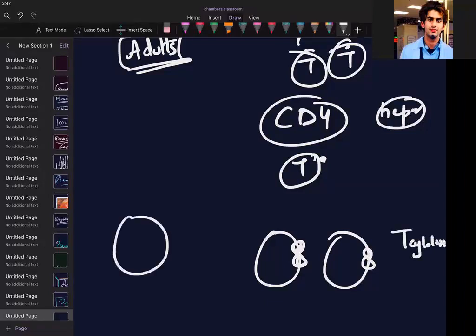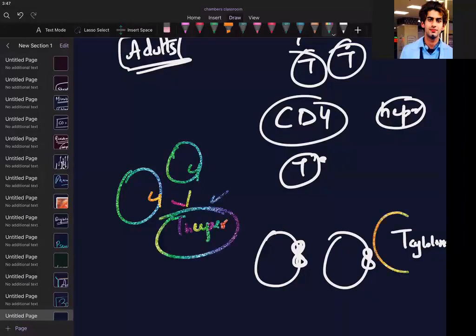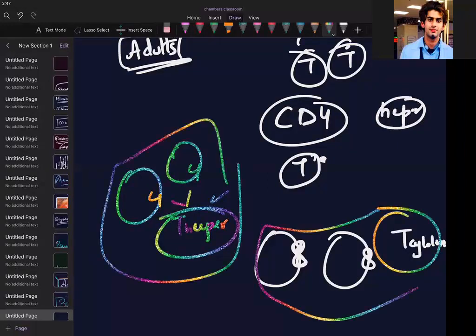And if I see a cell having CD4 on this, what should be the name? T helper cell. So this is a live example. Don't think that I'm making up my example. Basically, this is immunology. You should have this basic concept.